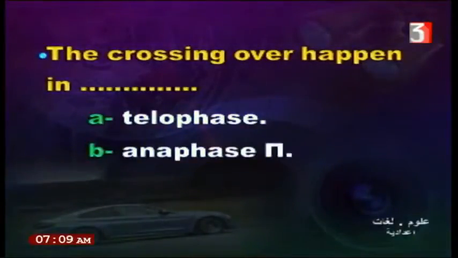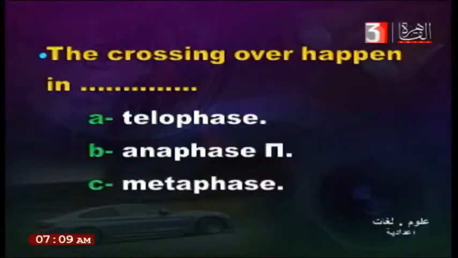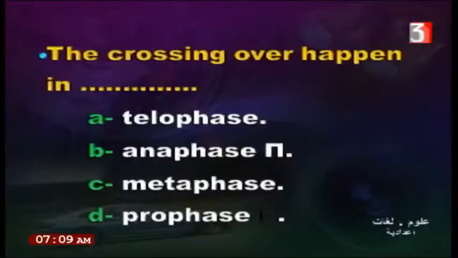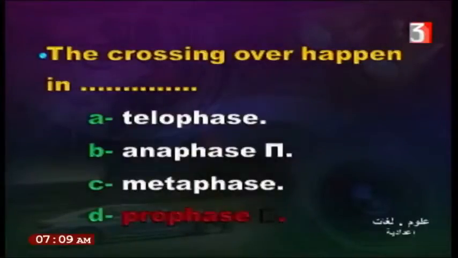The crossing over happens in telophase, anaphase 2, metaphase 2, or prophase 1. Try to think. Of course, it's in prophase 1 in meiosis division. Next one.